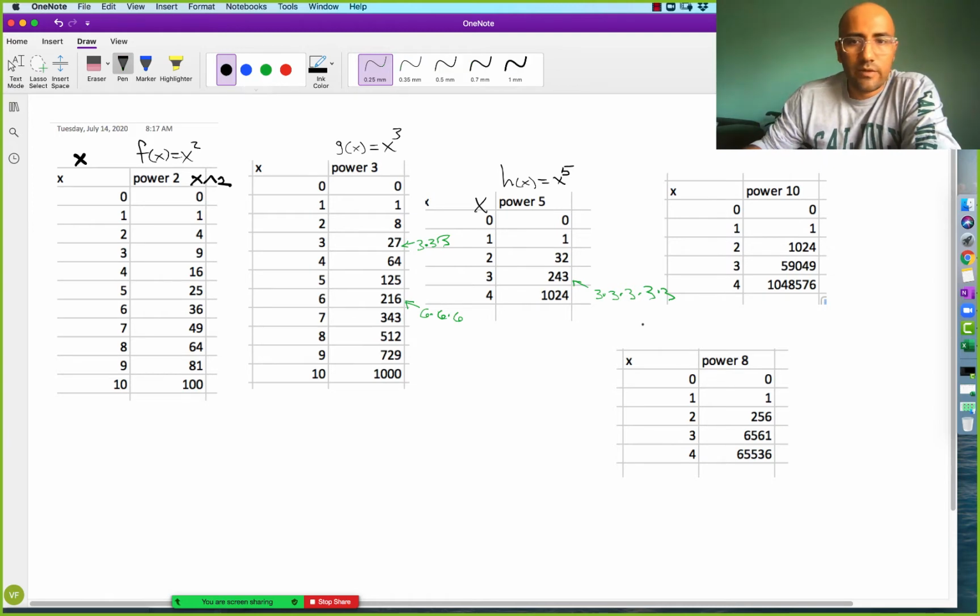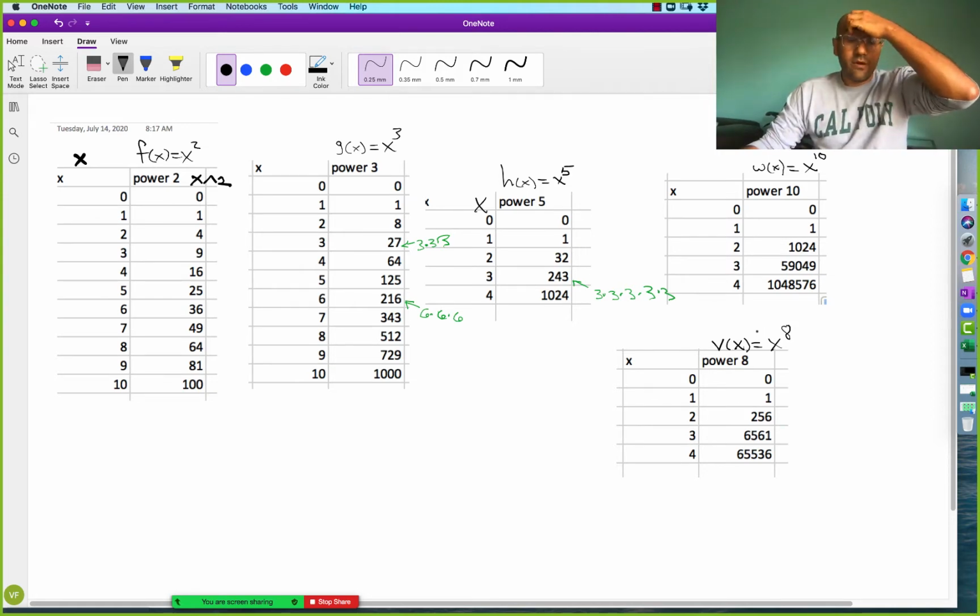So let's just write down a function for it. W of x equals x to the 10th power. And v of x equals x to the 8th power.